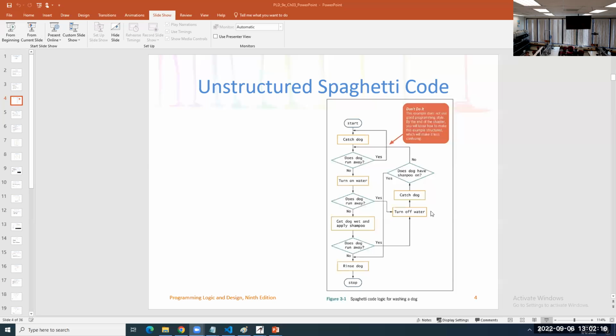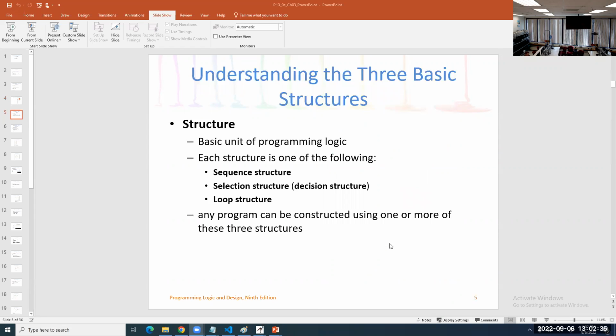So we learned something about unstructured spaghetti code. Spaghetti code means everything is mixed together, and it's very confusing. That's why they call it unstructured here. Right? So basically, you have to understand the structure of the code.